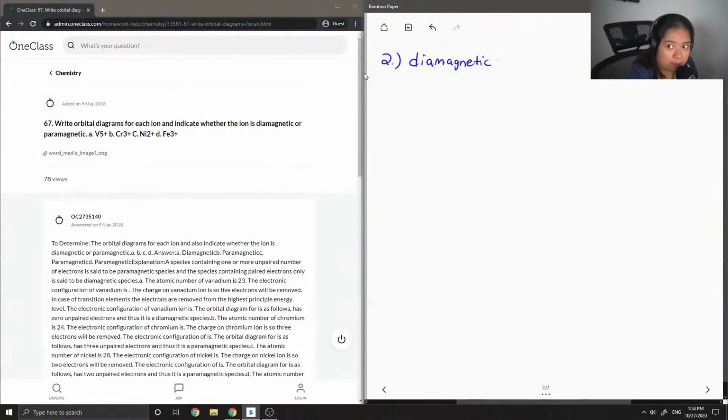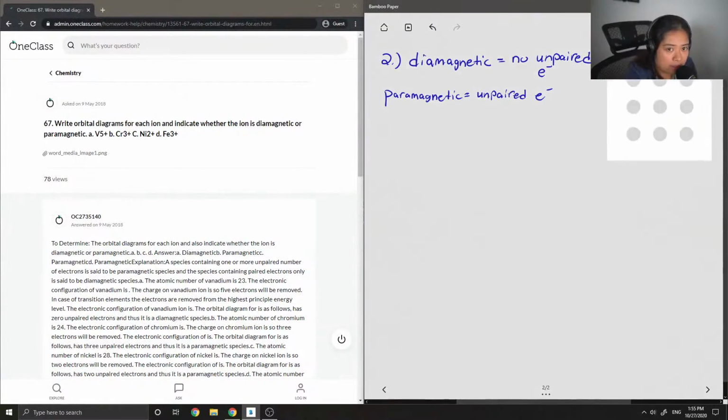So when you have diamagnetic, there are no unpaired electrons. And then paramagnetic contains an unpaired electron. Okay.